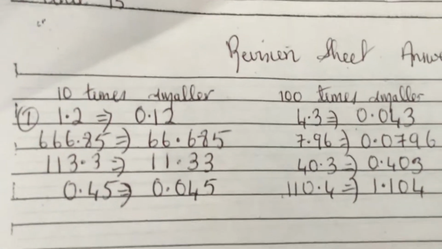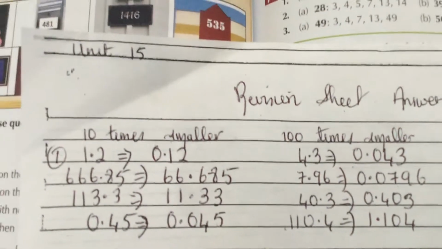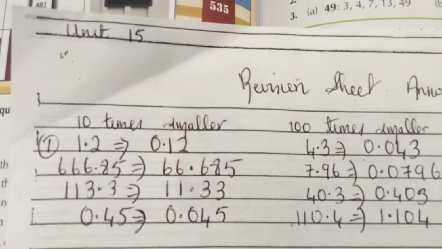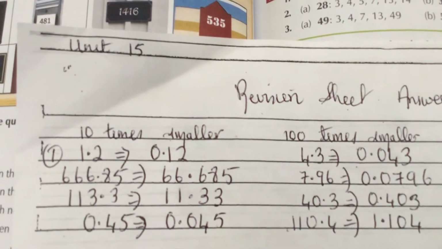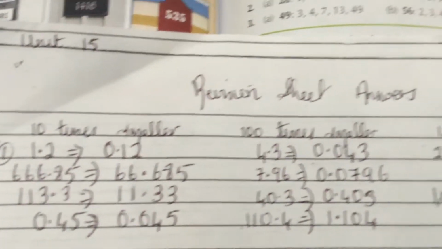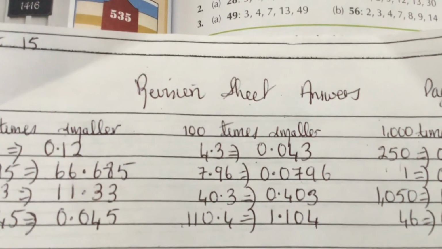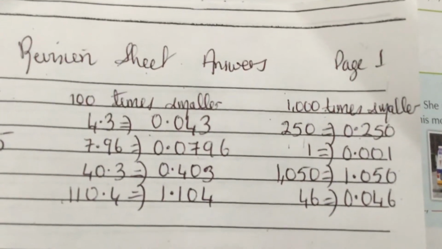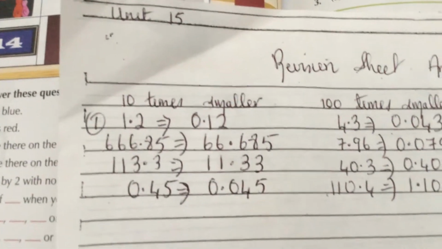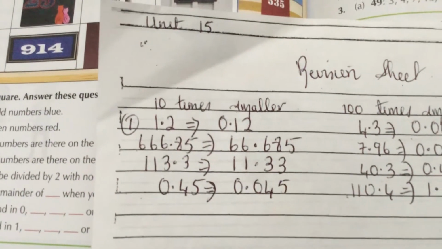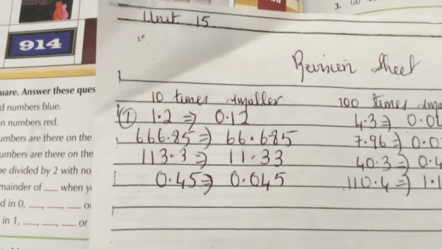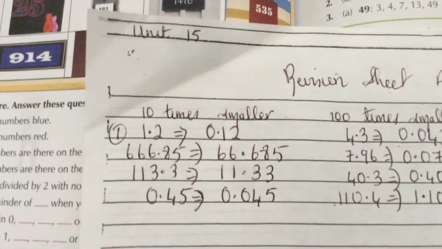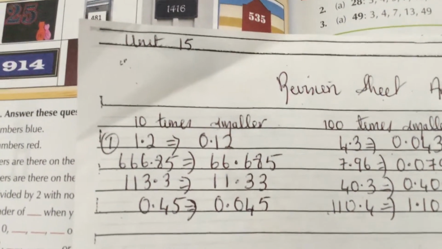But once you understand that, you can just use the trick whereby it looks like the decimal point is moving. It looks like the decimal point is moving one place to the left when you're making it 10 times smaller, two places to the left when you're making it 100 times smaller, and three places to the left when you're making it 1,000 times smaller. So 1.2 becomes 0.12. It looks like the decimal point moved one place to the left, but we know it wasn't. In fact, the digits were moving one place to the right, because they were getting 10 times smaller.